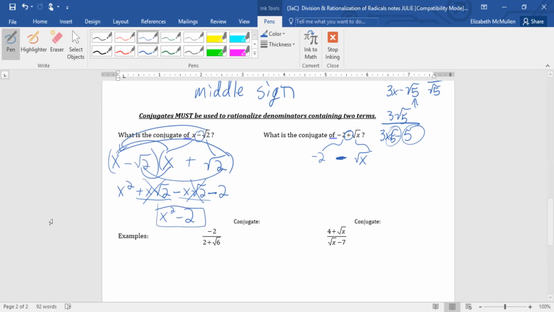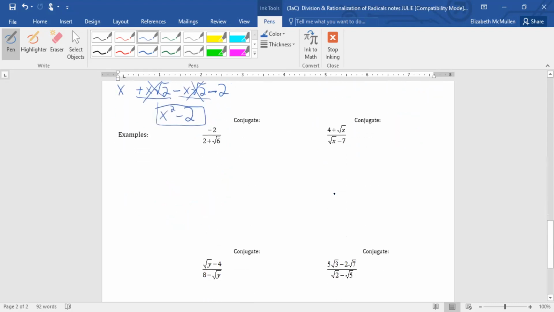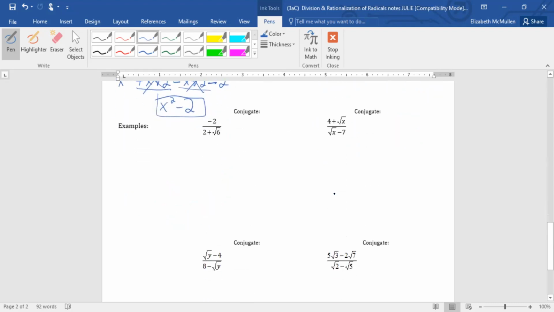All right, let's do a couple more examples. We got some examples down here. First, identify the conjugate. You do not absolutely have to write conjugate down every single time, but it's a good habit to get into. So the conjugate, same number, opposite sign. So we're going to multiply this times 2 minus radical 6.